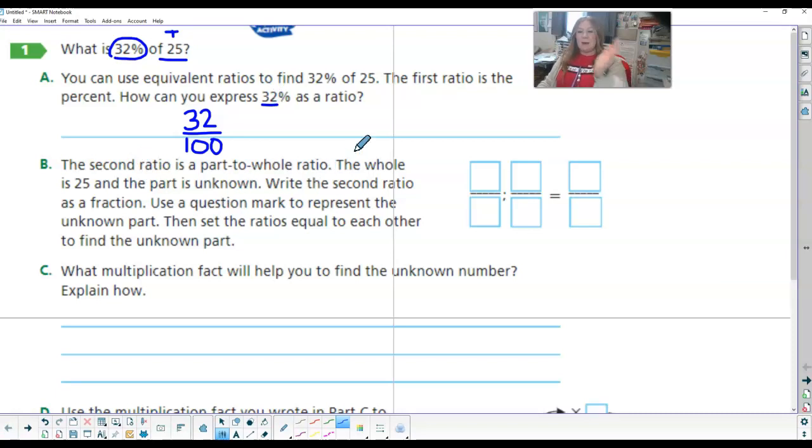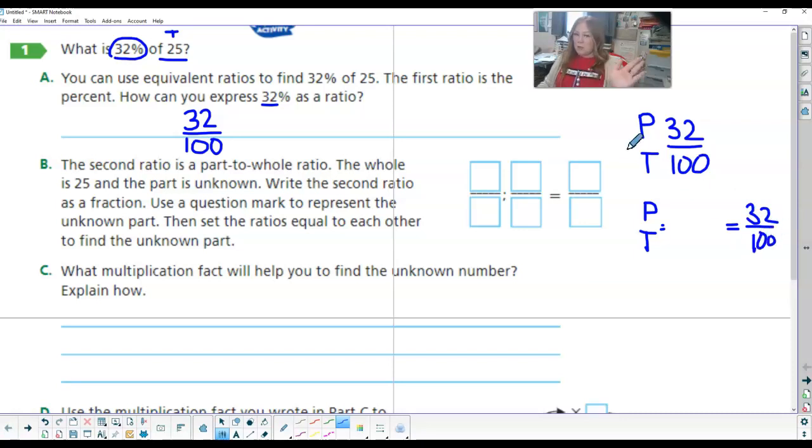So now the second part is the part we're looking for. And you can put this either way, right? So we have the part and the total, or our percent and our total. I know I have 32% out of 100, or I can say that's my total. I have 32 out of 100. You can put it first or second. It's going to work the same either way.